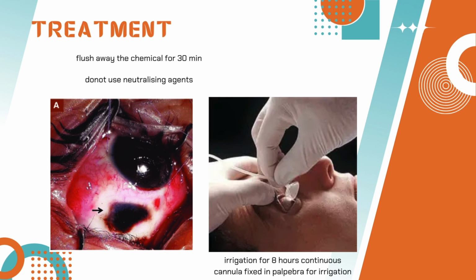If you see an erosion in the eye, we can irrigate the eye for 8 hours continuously with a cannula fixed in the palpebra for irrigation. More about the management of chemical injuries to the eye has been discussed in our ocular trauma video already.